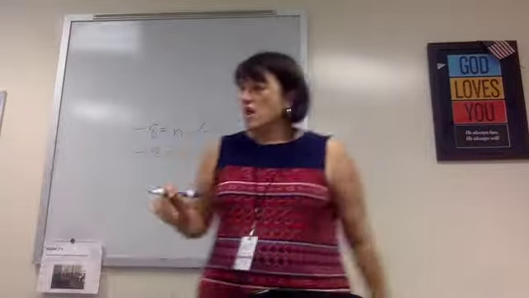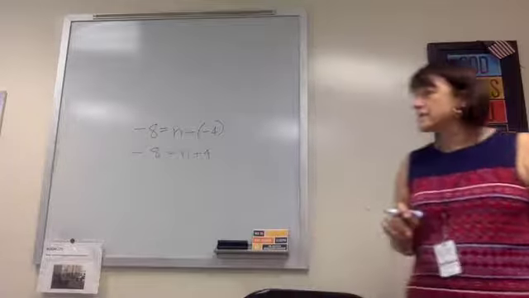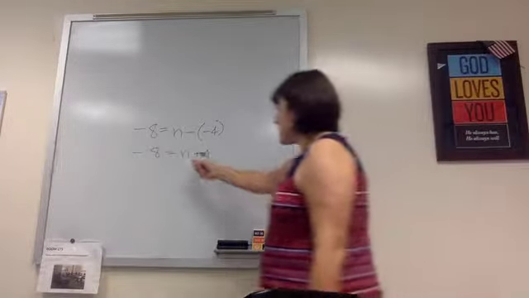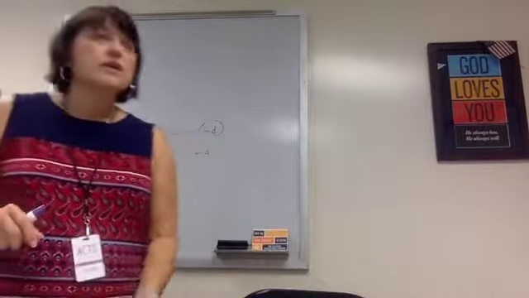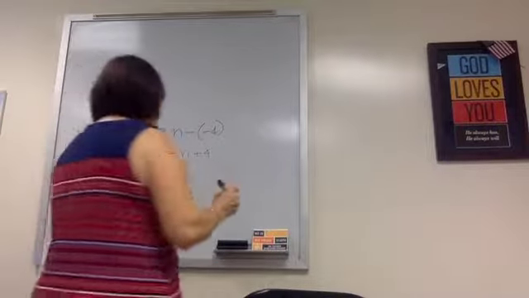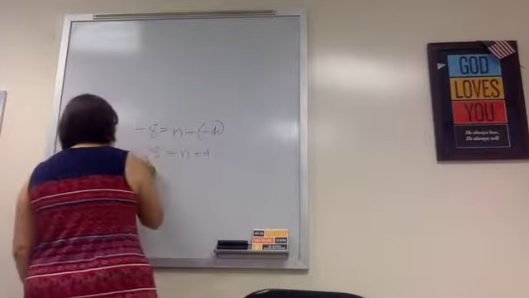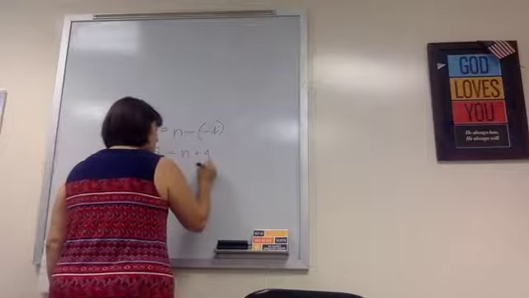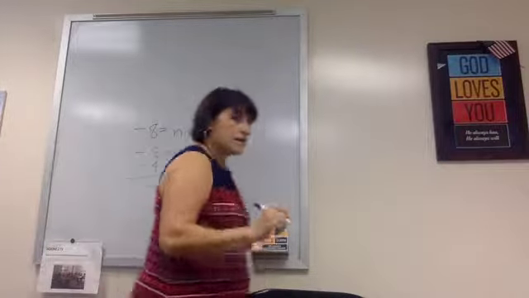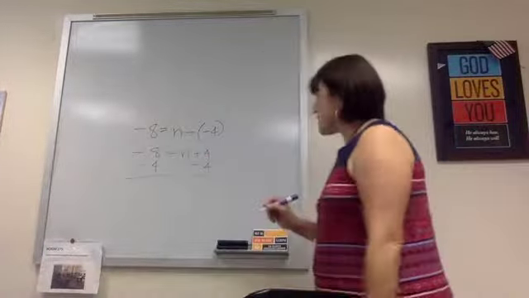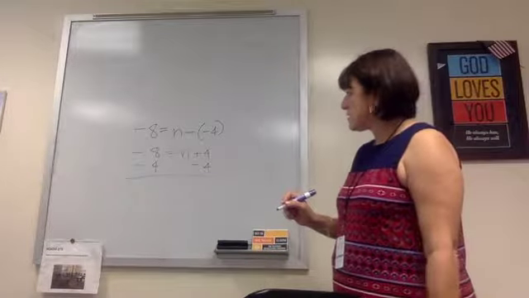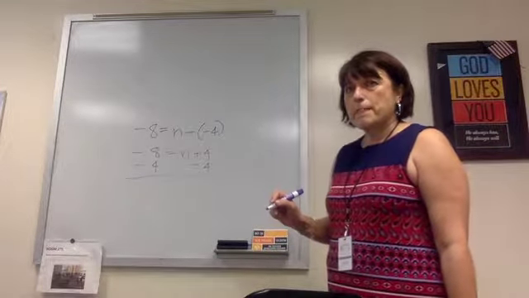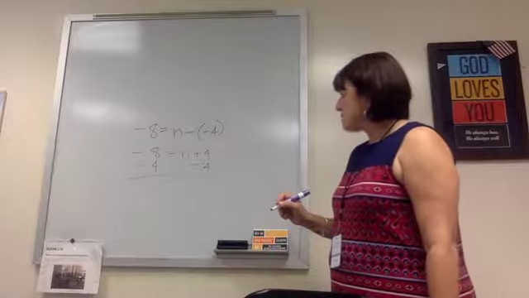Okay. So Isaac, what's happening to the variable n right now? It's being added. Okay, so the inverse is going to be? Subtraction. So we're going to subtract 4 from both sides. Okay, and then Hallie, what am I going to get? You would get 4. Wait, what would be negative 4?